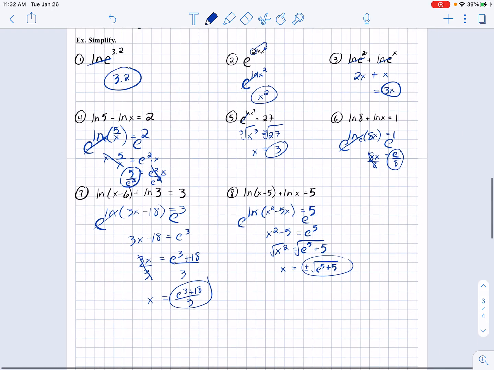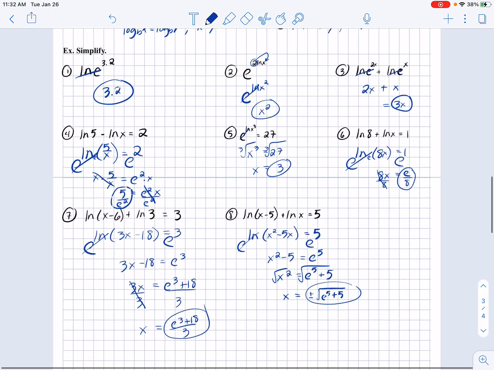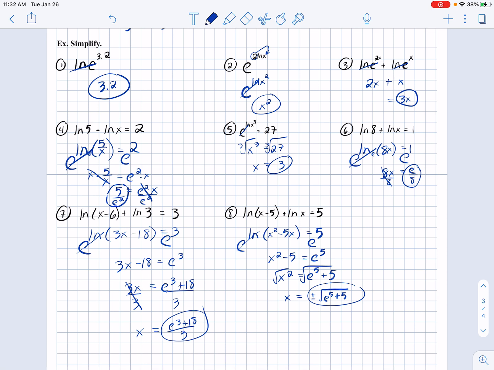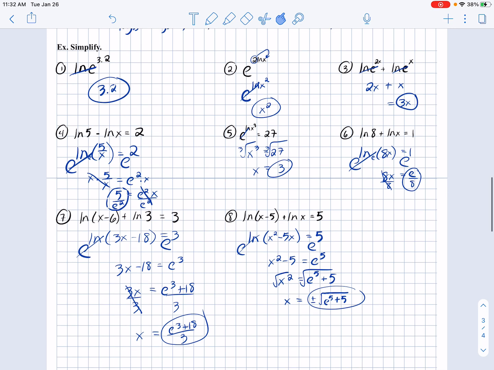Most of the time, the directions will say just leave in terms of e, just like in geometry when the direction said leave in terms of pi. Same thing. e is an irrational number, so we're just going to leave it in terms of e.